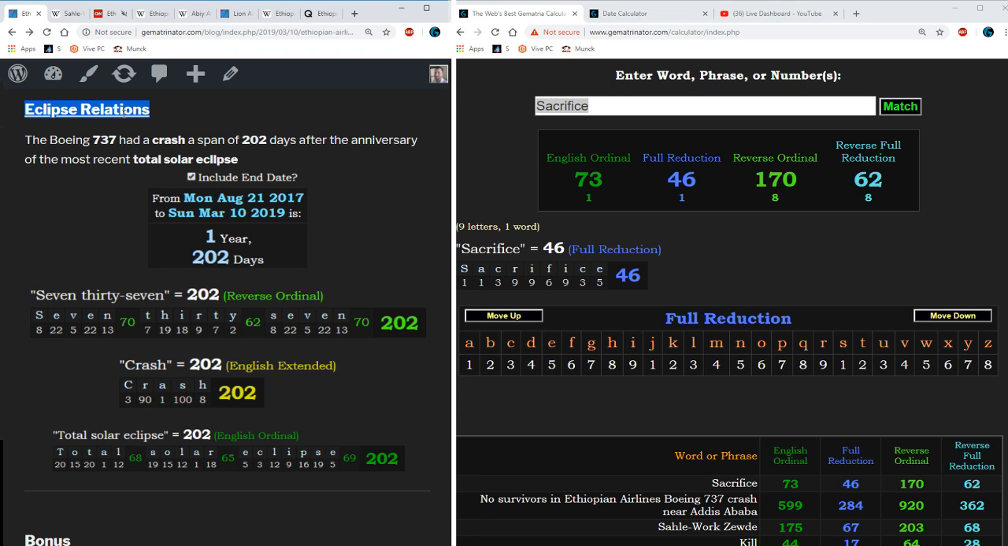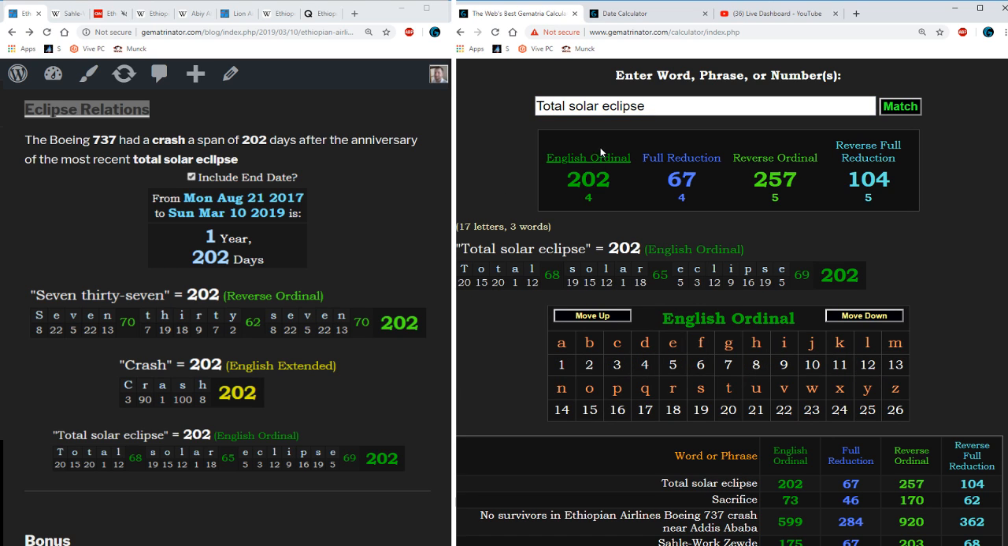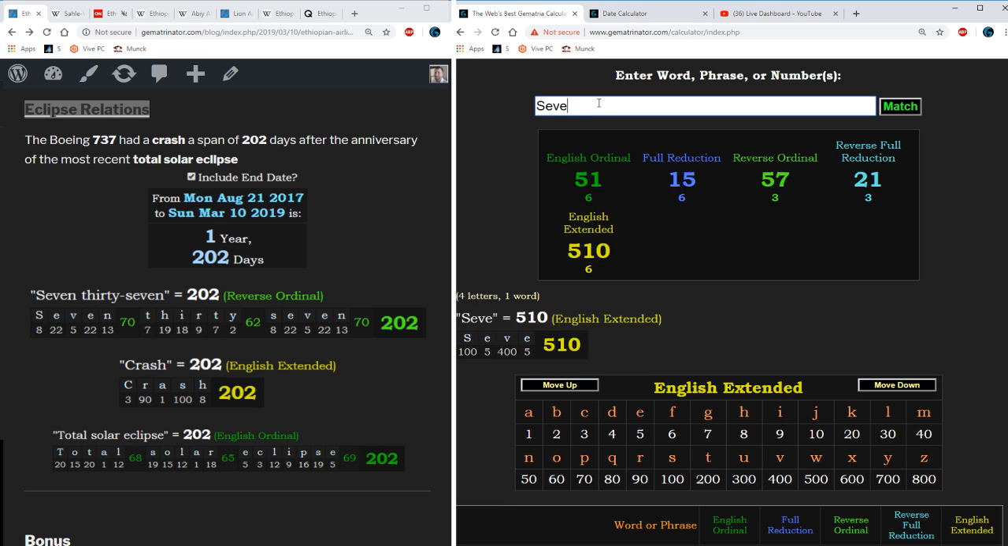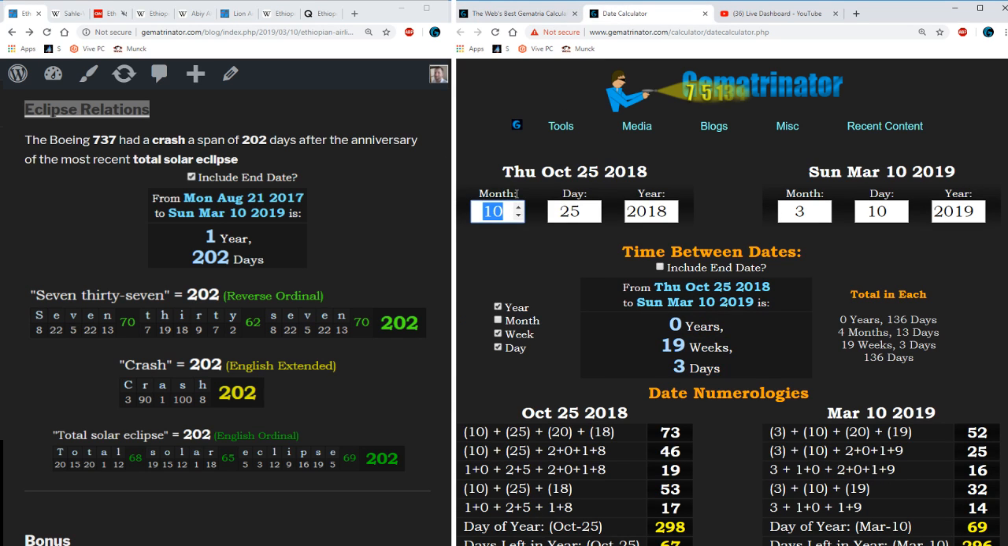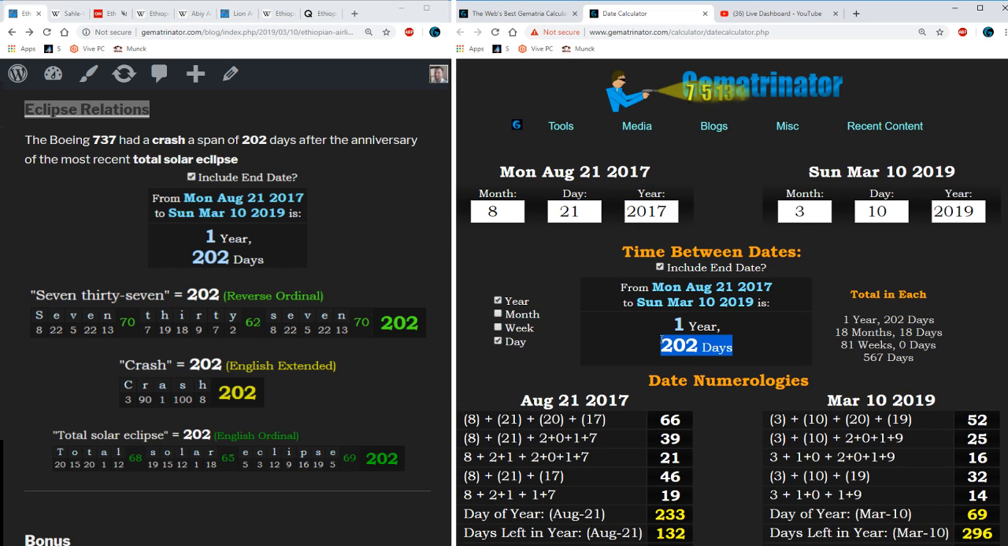Now, another thing I commonly talk about is how most of these major news events occur in relation to total solar eclipses. And I found it interesting that today is a span of 202 days after the anniversary of the most recent total solar eclipse. Total solar eclipse equals 202. And this story is the crash equals 202, of a 737. 737 equals 202.